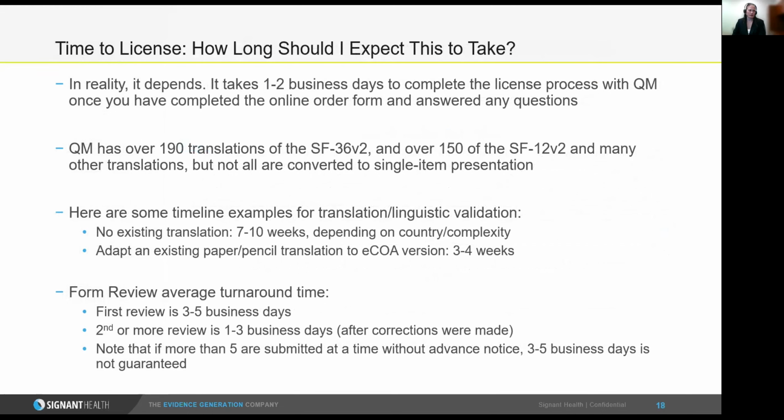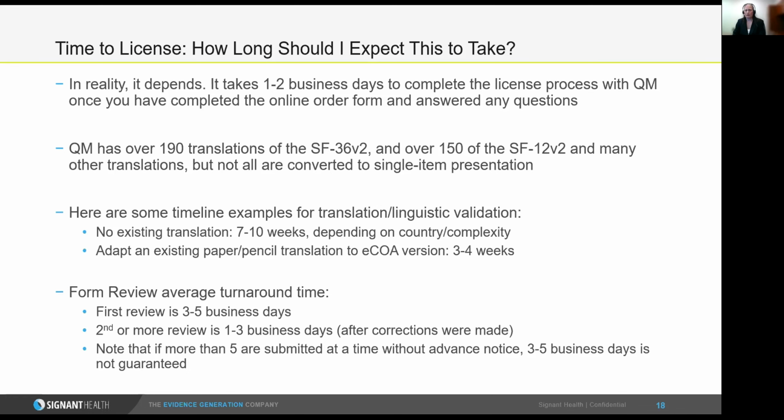I noticed in the word cloud that timelines was a big question. And Carrie's going to talk a little bit more about this as it relates across the different developers. For us at Quality Metric, in reality, it sort of depends. If you already know what you're using and you provide all the information you need for the license, it could take 1 to 2 business days because we have that automated process. So that can be very quick. If you're not sure what you need to use, obviously that can take some time to sort out first. If you don't know what countries you're going in, you don't know that sort of thing.